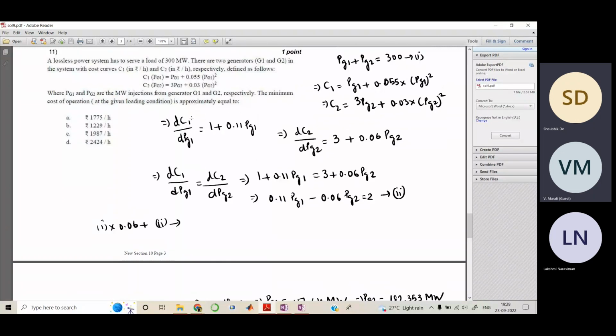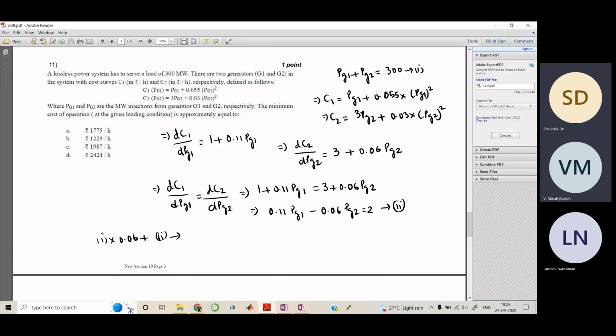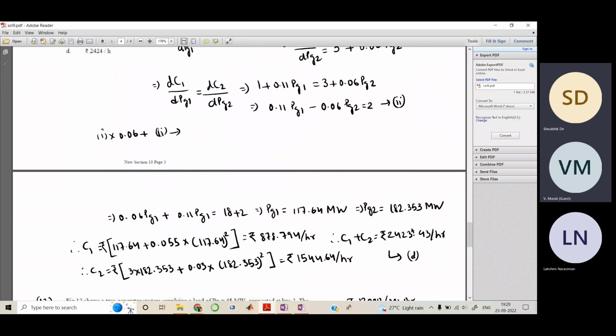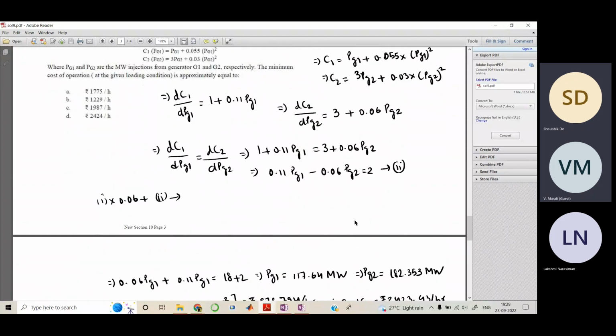Okay, where is the question? Find as follows: the minimum cost of operation, right? So it is the total cost, right? So C1 plus C2. So that is what I tried to find out. So it comes out to be 2424, right? Which is your option number D.